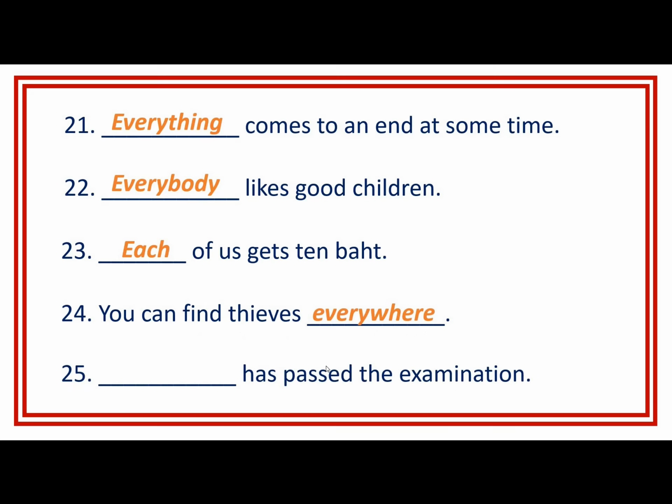Number 25, last item. Blank has passed the examination. Answer is, everybody has passed the examination. So there you go, guys. That's the end of this practice exercise on the usage of each, every, everybody, everything, everywhere, and others.